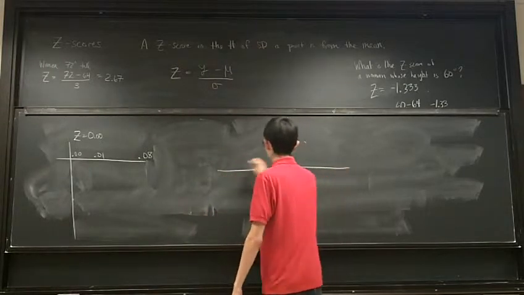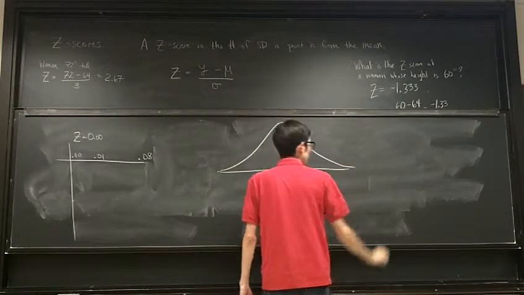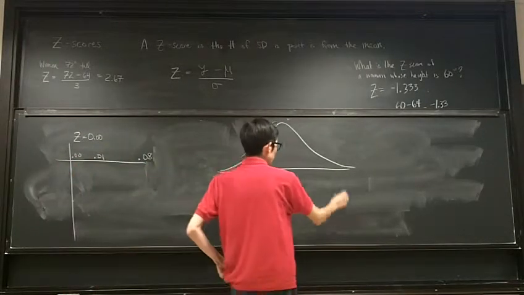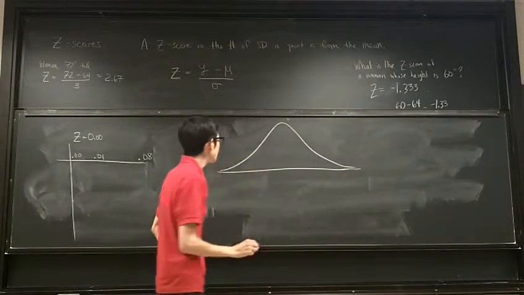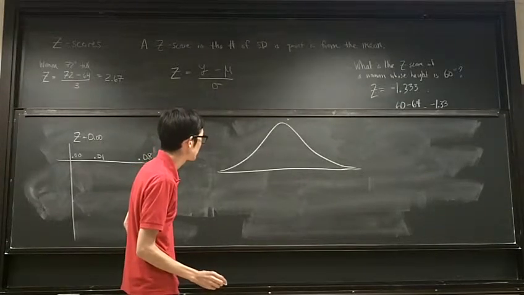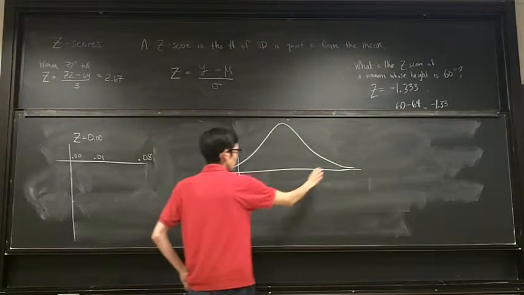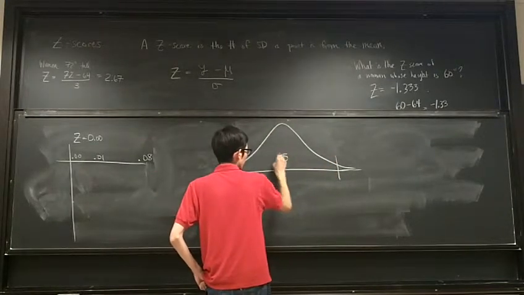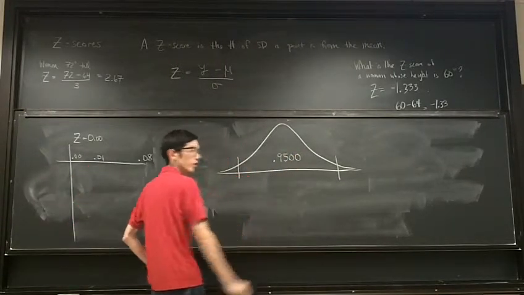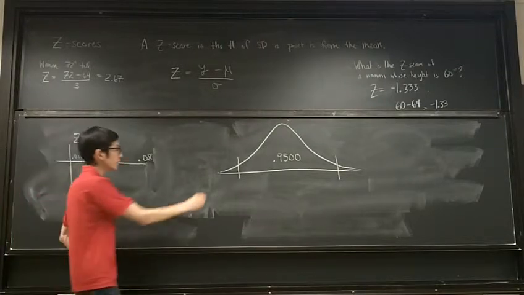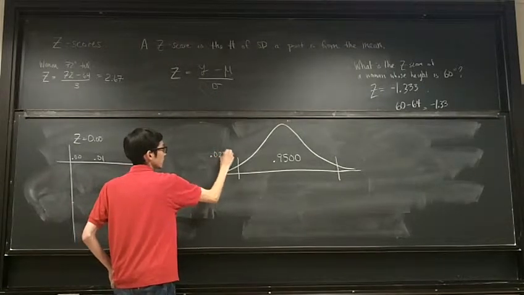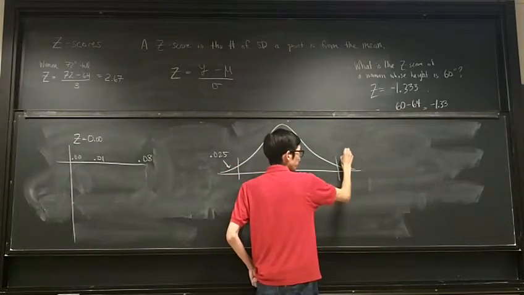What if I said I want the middle 95% here. I want this part to be 0.9500 in the middle. Okay. So how much would I have in this tail? 2.5% or 0.025. And how much would I have in this one? Also 0.025, right?